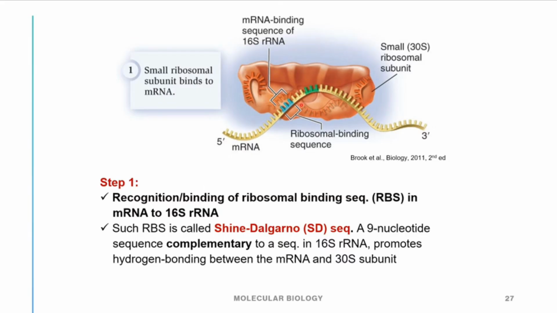This Shine-Dalgarno sequence is complementary to a short sequence on the 16S RNA, which is inside the small ribosomal subunit. And these will base pair with each other because they are RNAs. They are single-stranded, right? So this will cause hydrogen bonding between the mRNA and the 30S small subunit.